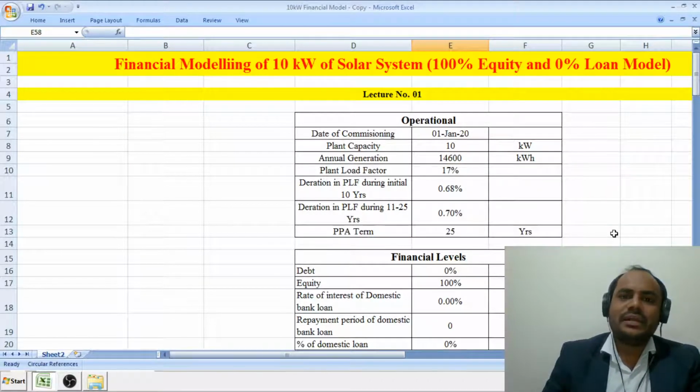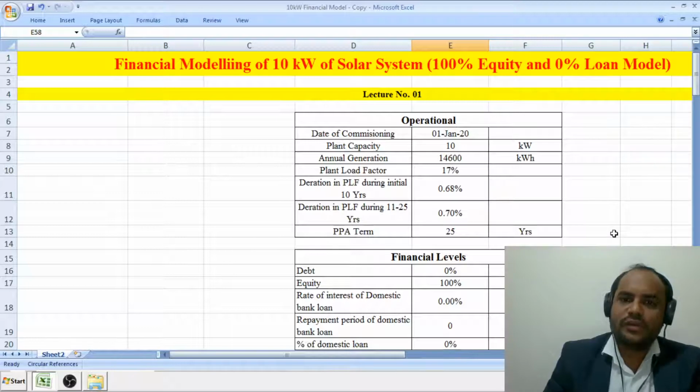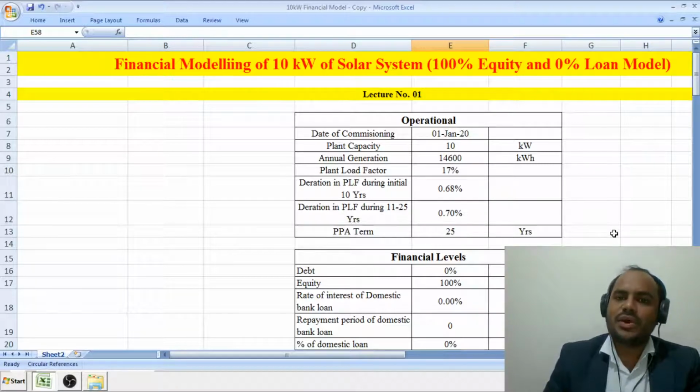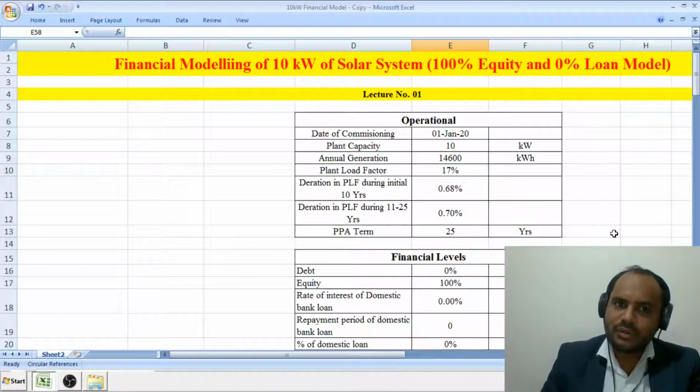So basically, in lecture number one of the financial modeling of a 10 kilowatt solar system, part one, we have covered the different parameters that are required when we are designing the financial modeling for a solar system. I recommend watching the first video of the financial modeling for the 10 kilowatt solar system. The link to that video has been given in the description box. Just click on the link and watch the first part of the financial modeling. Then you can start the second part of the financial modeling over here.